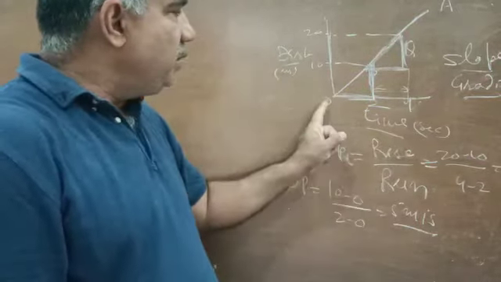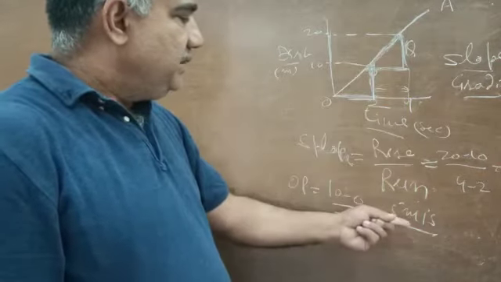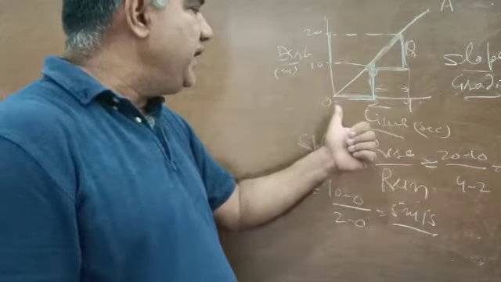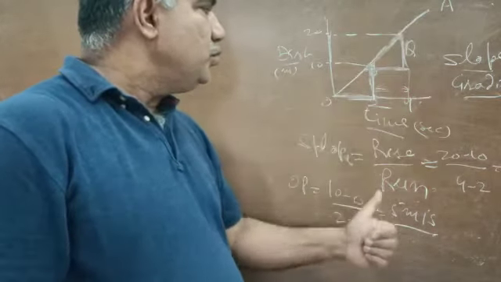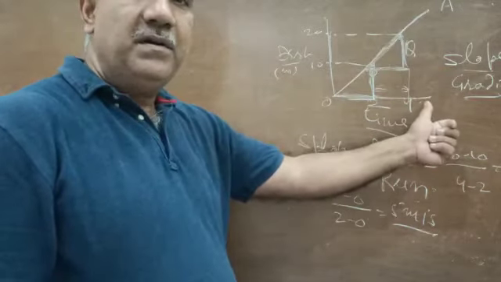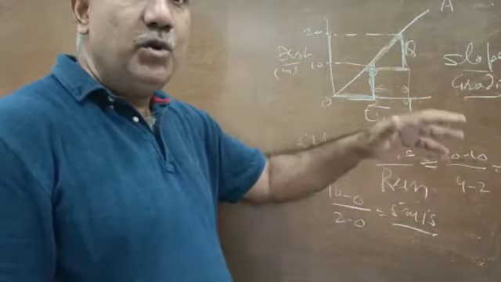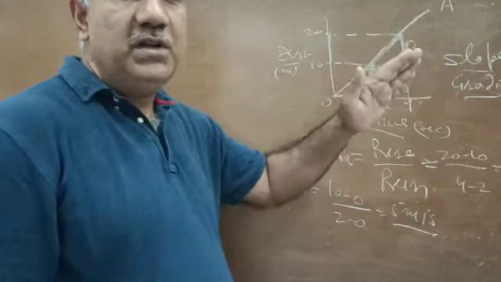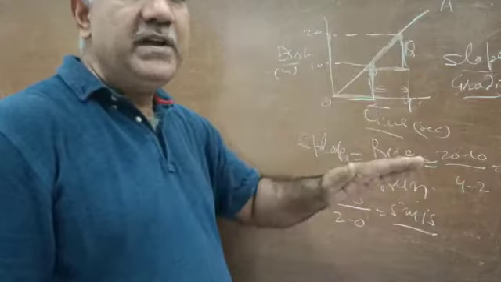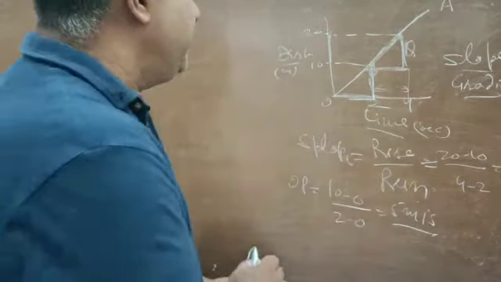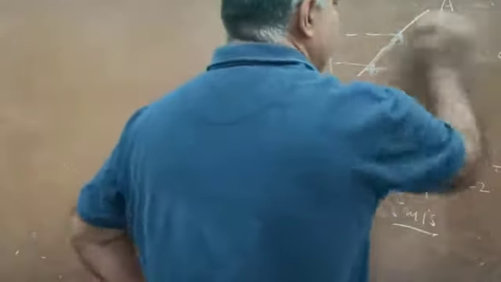We have seen from O to T, 5 meters per second. From T to Q, 5 meters per second. And even if you find it from O to Q, the rise here will be 20 and this will be 4, so again 5 meters per second. So the slope of this graph OA is constant throughout, which means the body is moving with a constant or uniform speed. With this in mind, let me take another diagram.